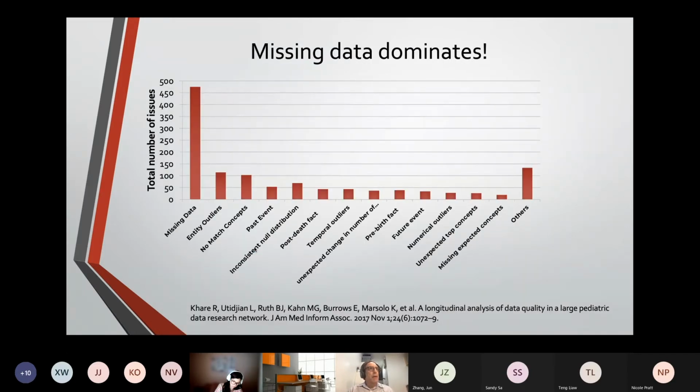This comes from the PedsNet network. This is a pediatric network that we participate in, and by far and away, the #1 leading cause of data quality issues in their area was missing data. Not surprising for all the reasons that we've mentioned about people who are very busy collecting the minimum amount of data necessary for either clinical care or billing, and they are just filling out what's necessary to move on to the next part of clinical care.